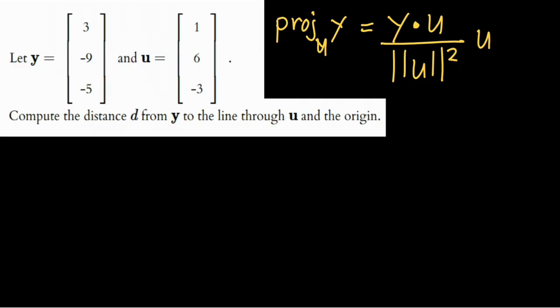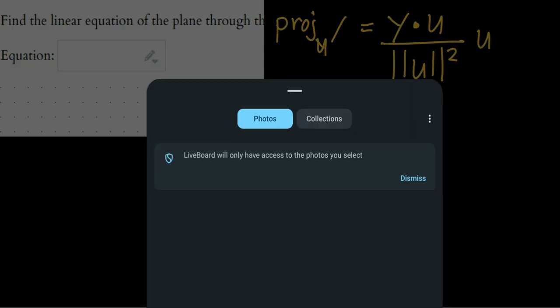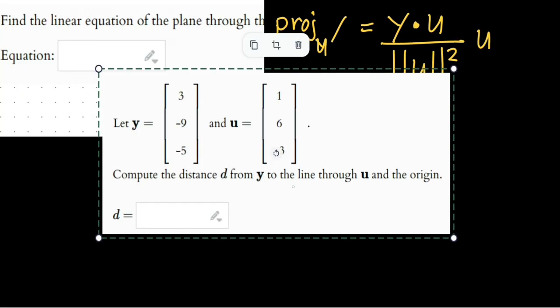Okay. So the distance from y to the line through u and the origin is just the magnitude of the vector y. No, this one is for the distance. Oh no, where is the problem? It's gone. How come it's gone here on my end?